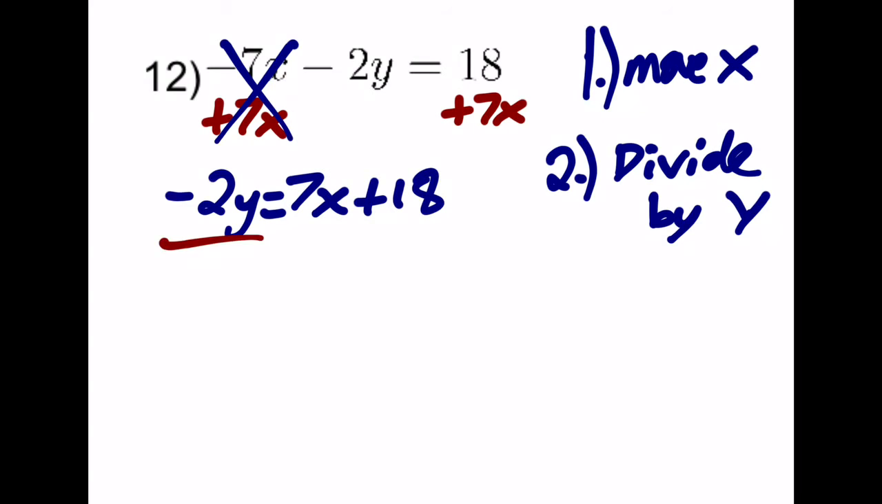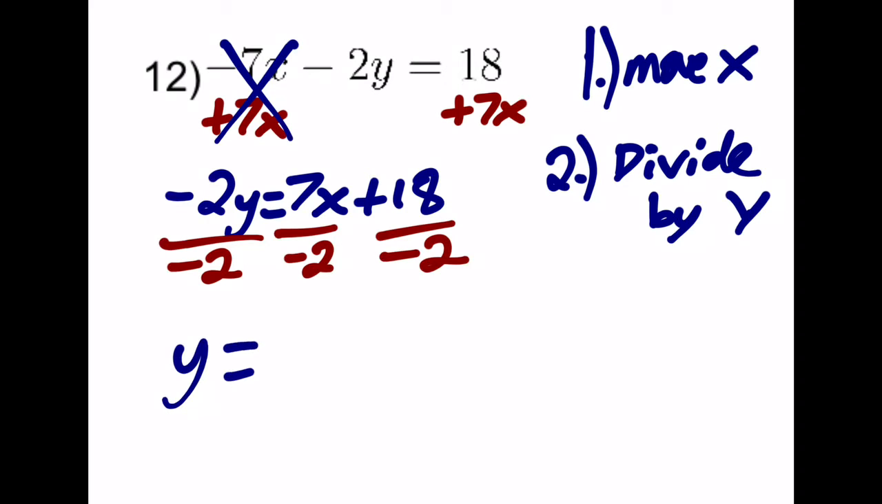And my final step is to divide by whatever's in front of y, which includes the negative. And I divide each term. So I end up with y is equal to negative 7 halves x minus 9. A couple things going on here. When we can simplify and get a whole number answer, we do. 18 divided by negative 2 gives us a whole number. So the fraction is gone.